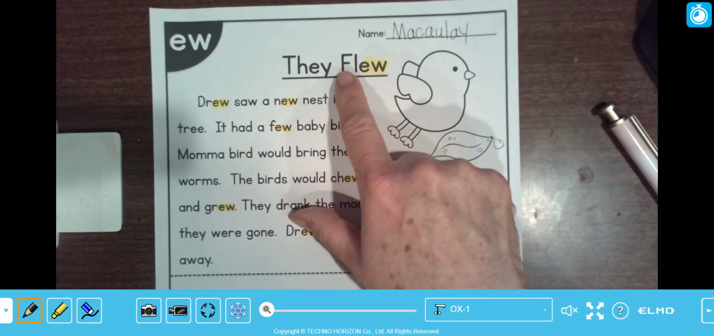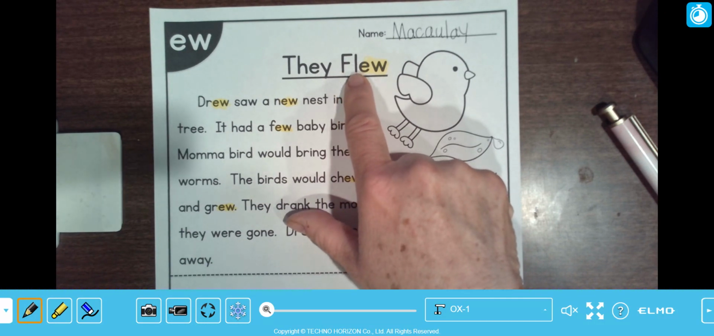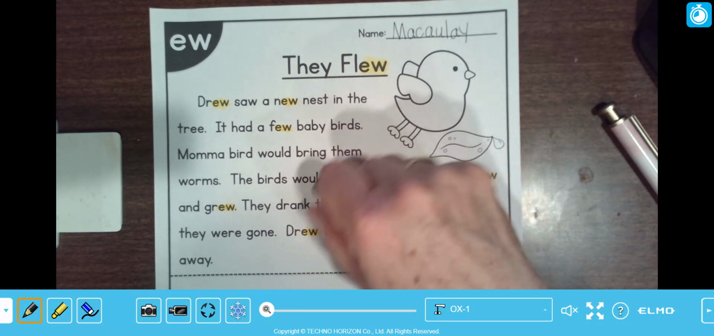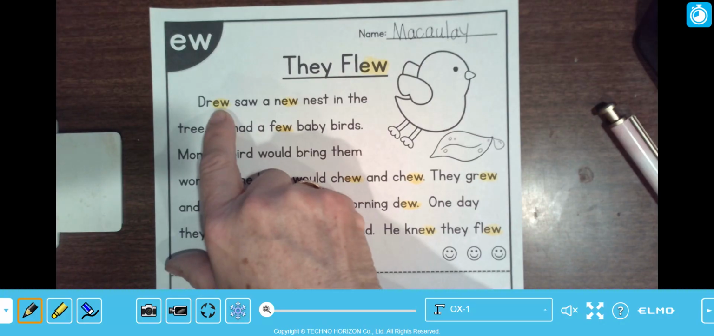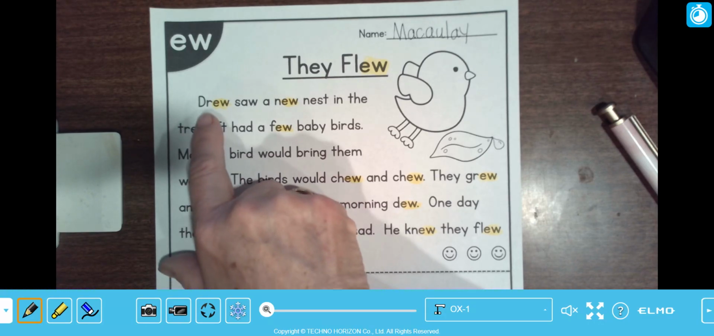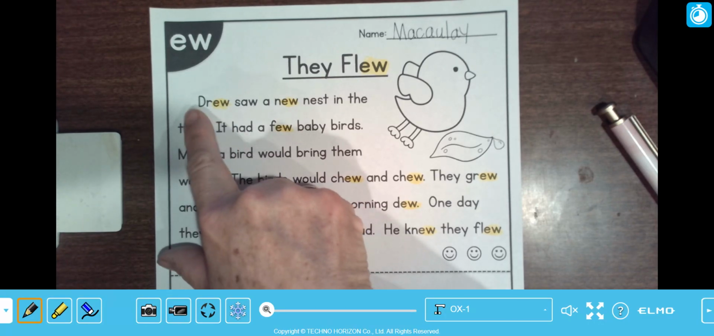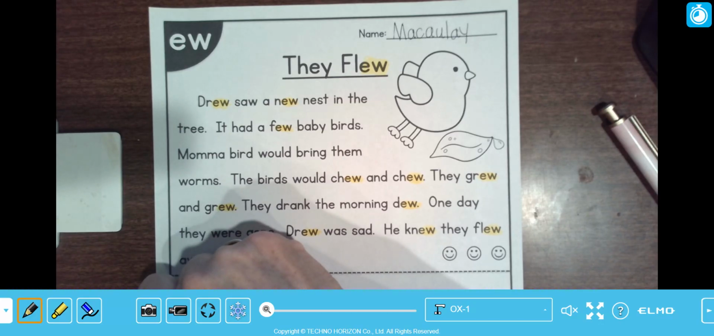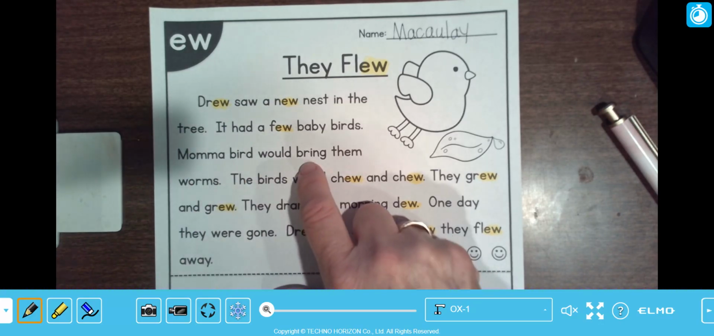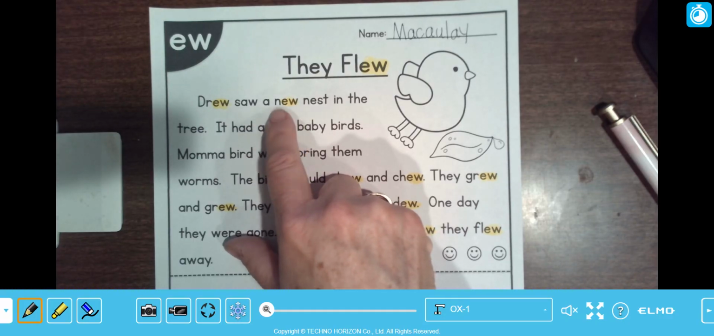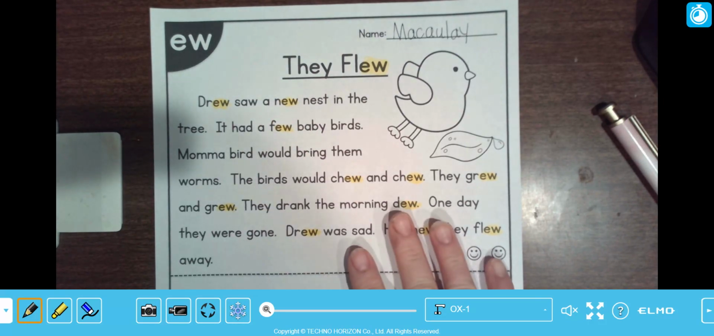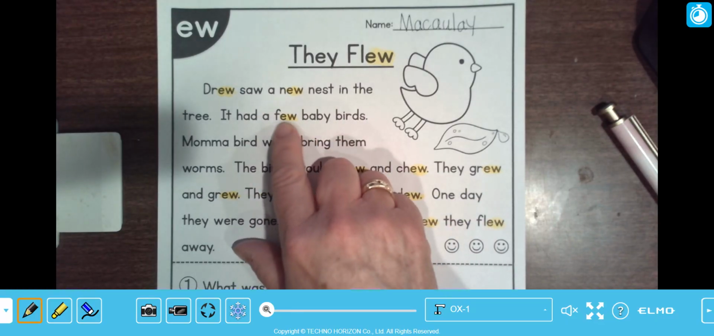Okay, so f, l, oo. What's the word? Yeah, flew. Okay, what sound does the EW make? Ew, right? So let's read the word. D, r, oo. What's this word? Yes, it's drew, right? Okay, this one. What sound does the EW make? Ew, right? So let's read the word. N, oo. What's the word? New, yes.